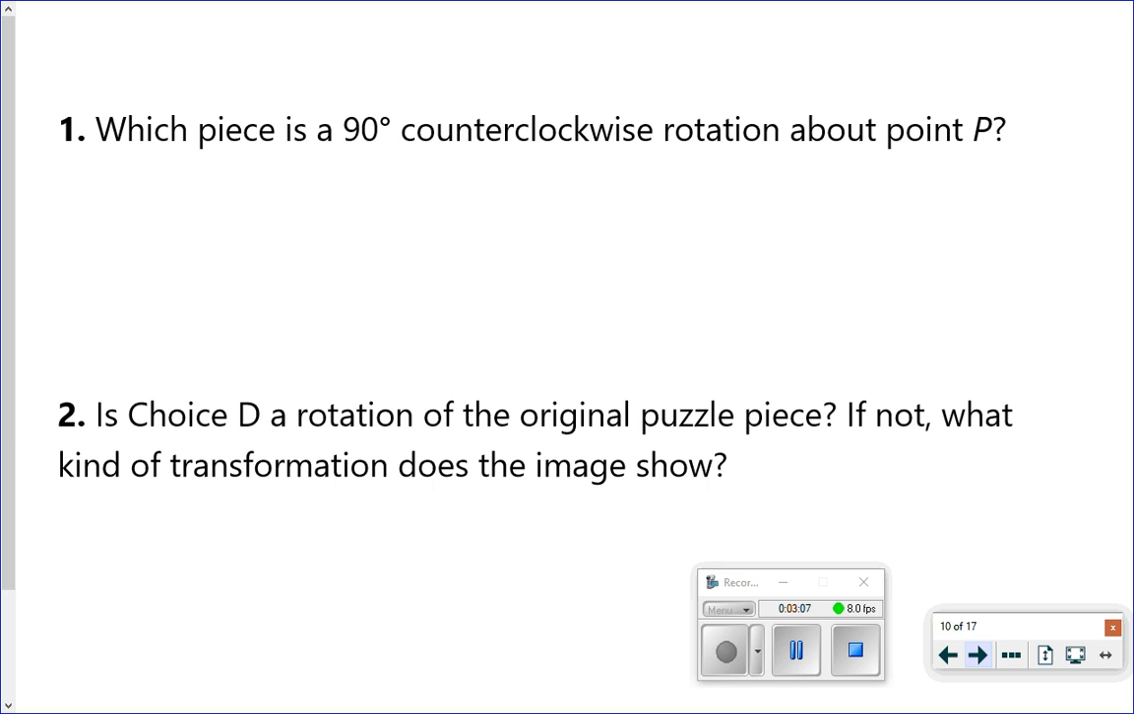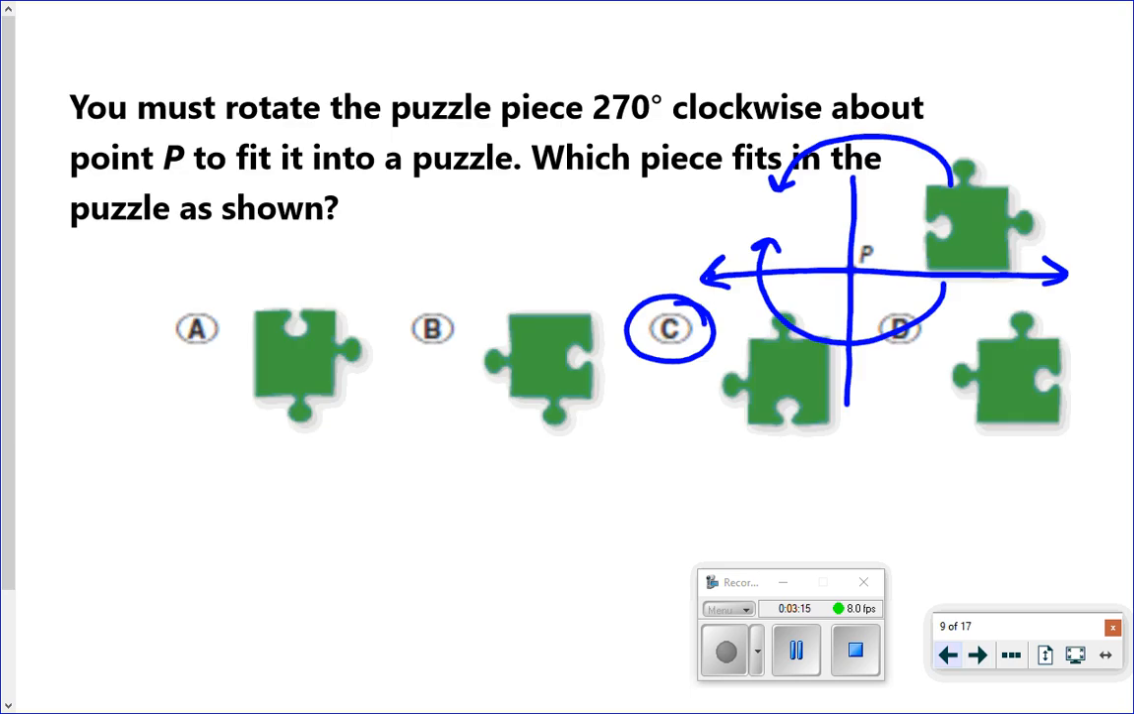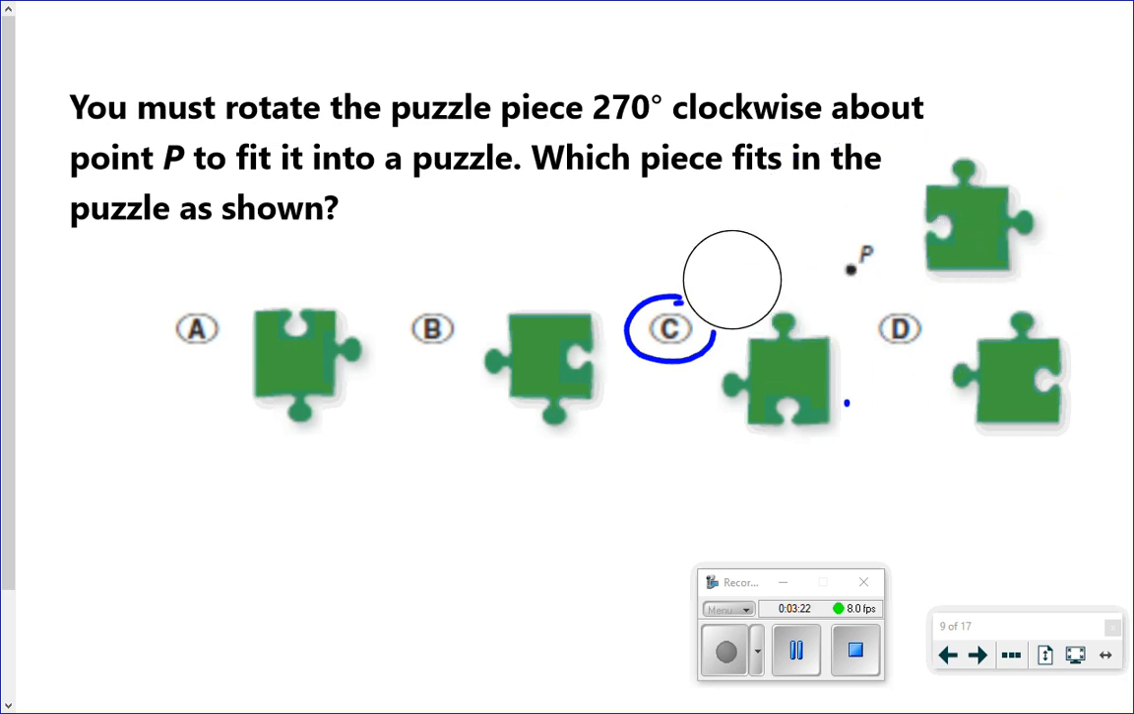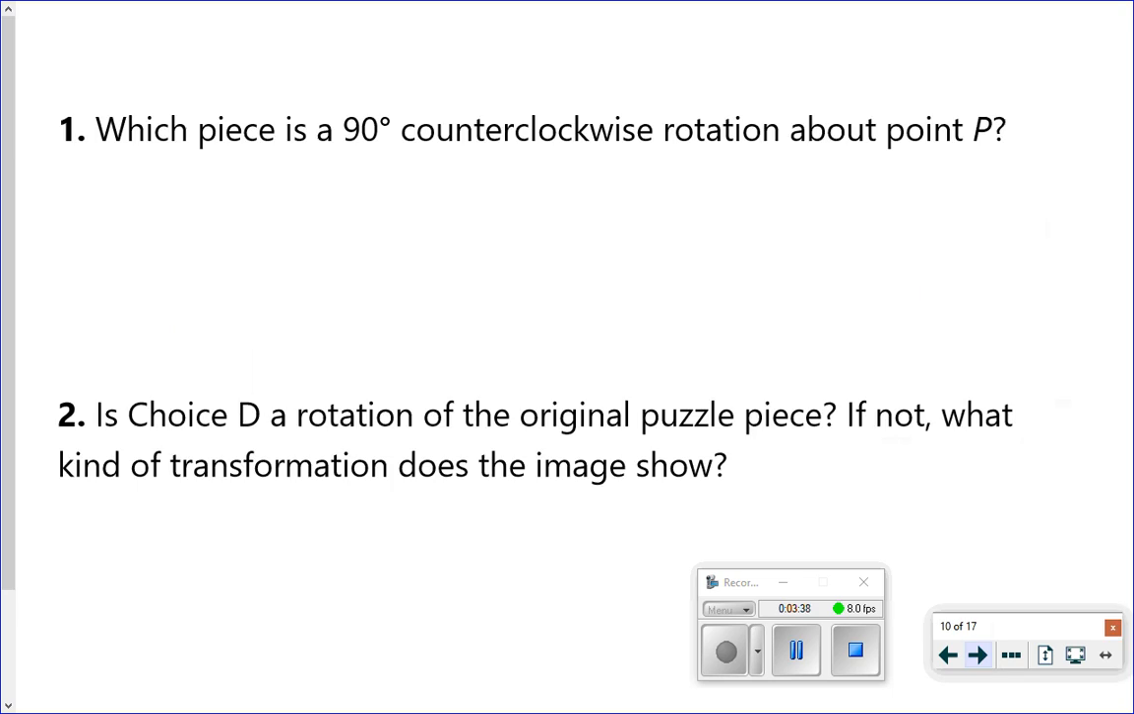All right, let's see if these are right. Which piece is a 90-degree counterclockwise rotation about point P? If we go back to this one and we imagine 90 degrees, you're really only doing one turn. So 90 degrees clockwise means I'm taking this shape and rotating it one space around. Instead of that hole being on the left side, now it's going to be at the top. That means piece A is going to be 90 degrees clockwise.